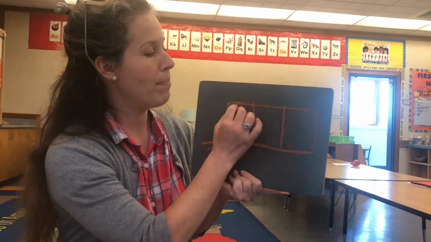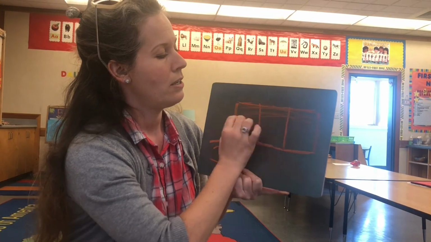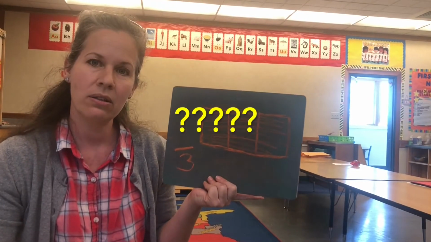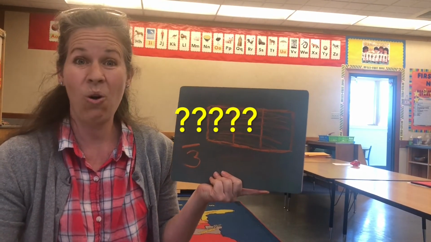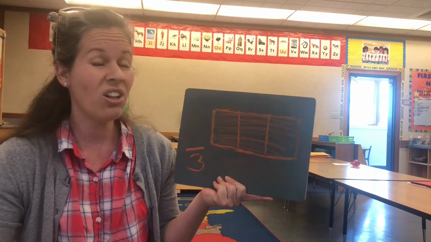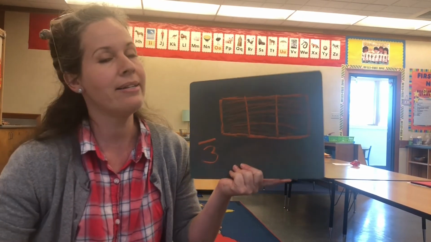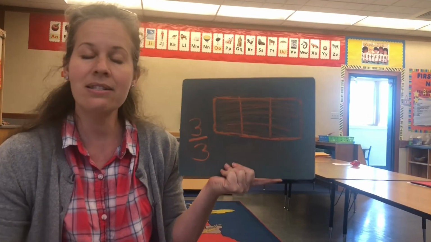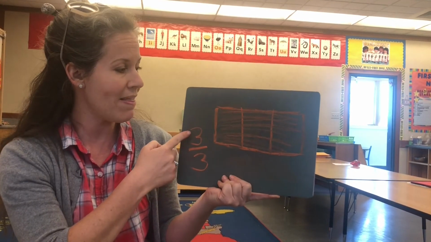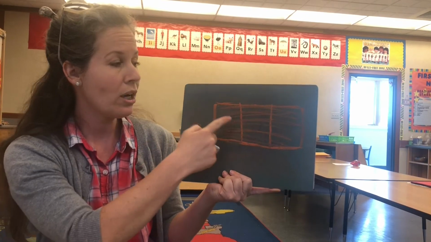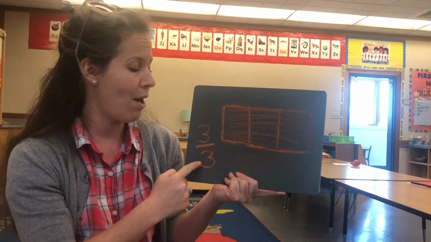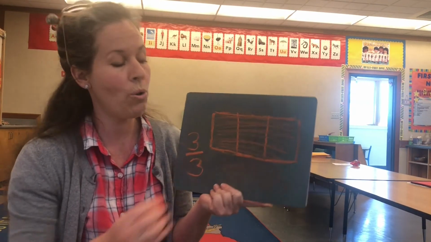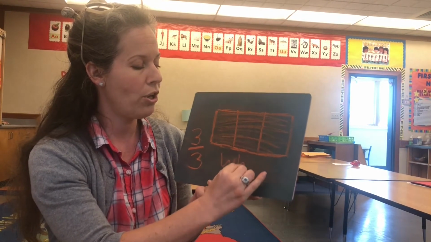Now, what would happen if I colored in all 3 parts? Did I color the whole shape? Did I color all of the parts? I did. So I could do that. And it still works. It's showing me that I am coloring 3 out of all 3 parts, or I colored the whole thing. So this is called a whole.